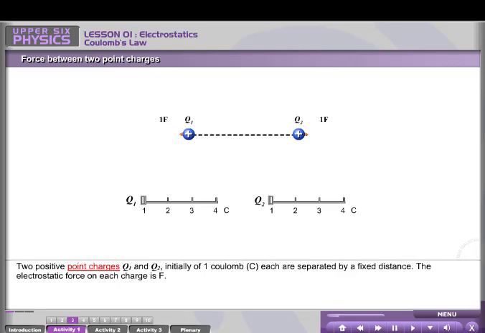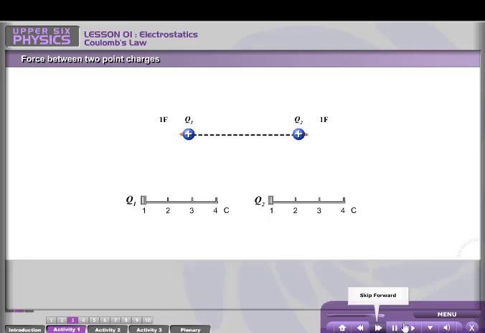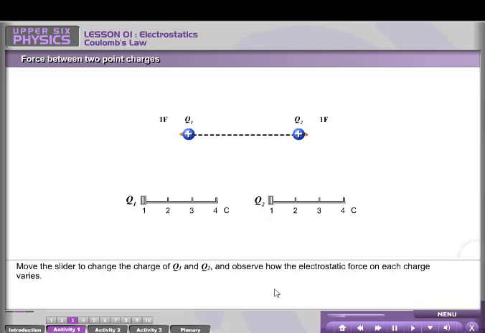Two positive point charges Q1 and Q2, initially of 1 Coulomb each, are separated by a fixed distance. The electrostatic force on each charge is F. Move the slider to change the charge of Q1 and Q2 and observe how the electrostatic force on each charge varies.